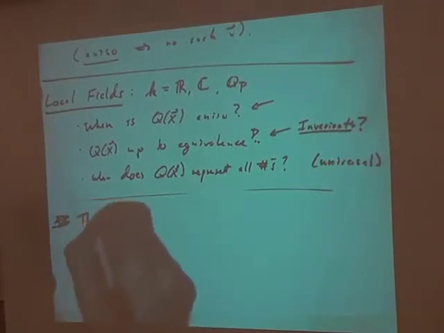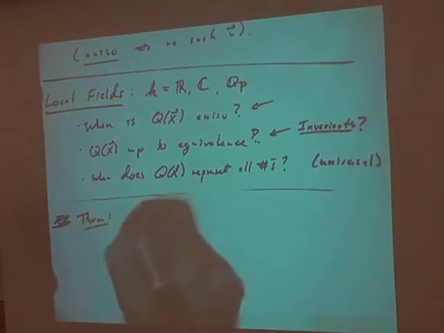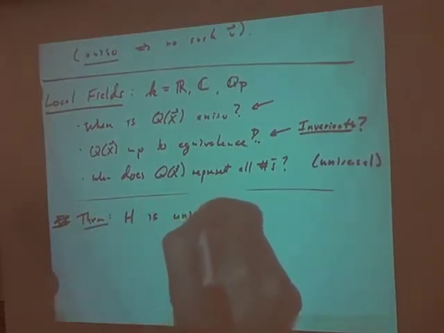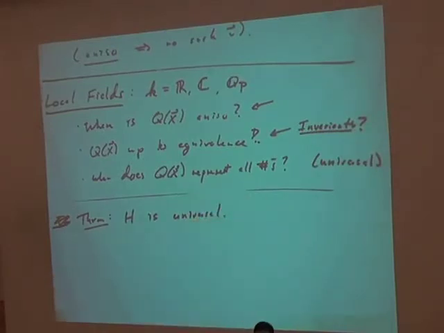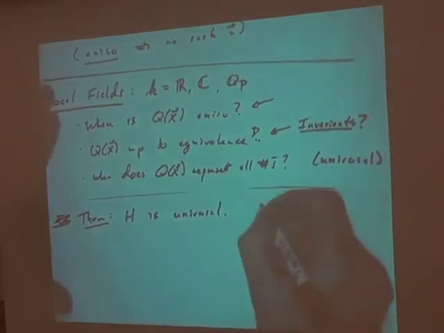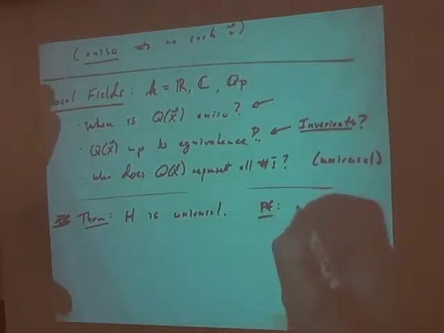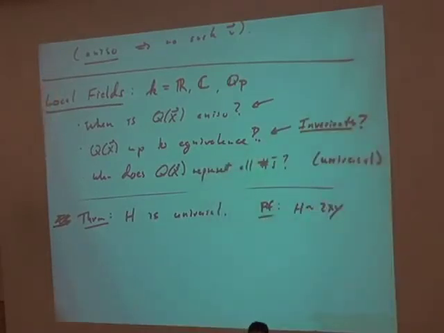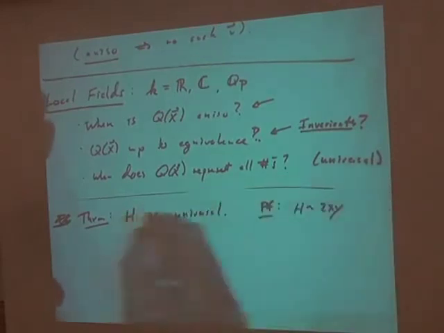I guess I'll just put down some theorems. The hyperbolic plane is always universal over any field. So if you care about representing numbers, a quadratic form with a hyperbolic plane in it represents everything. The proof of this is just that h looks like 2xy, so if you fix an x that's not 0, you can always scale by y. So that's easy.